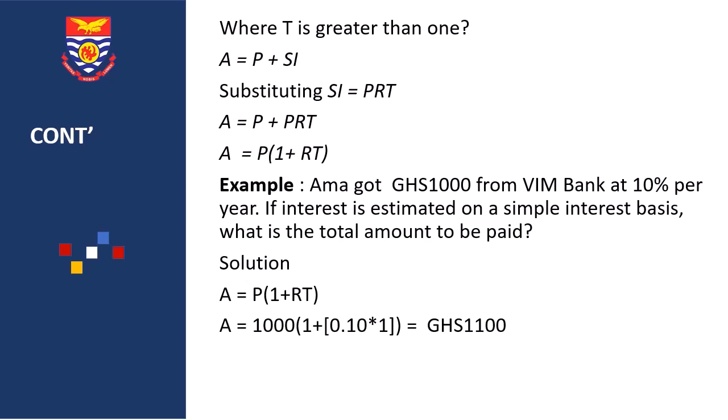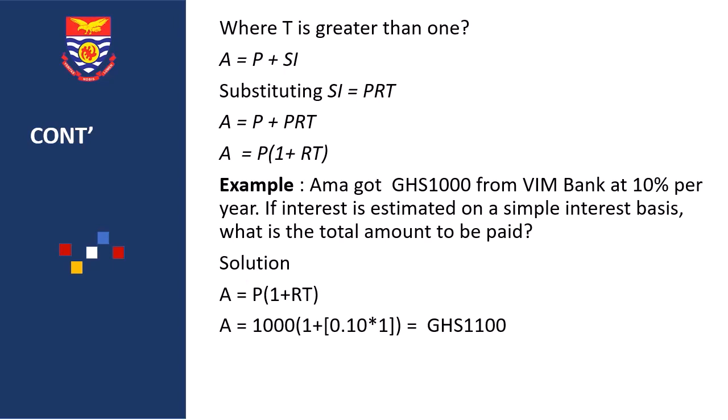Alright, so whenever a question asks you to find the maturity value or the future value, you use this formula and find it. That is, if it is simple interest. Compound interest might be different, so take note. When the interest is simple interest, you can use this formula to find the total amount that will be paid at the end of the loan term.